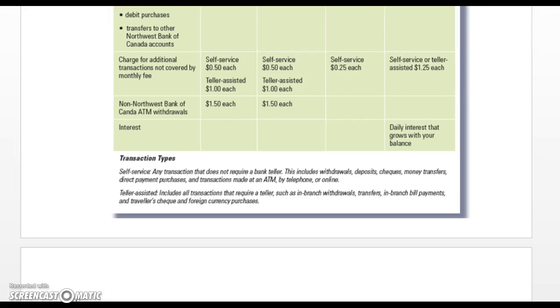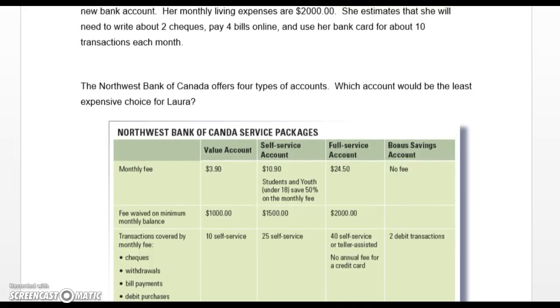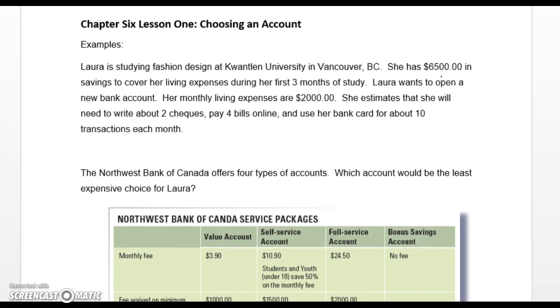So we have to consider all of these different aspects of the accounts when we're trying to figure out which account would be the best for Laura. So in order to do that, it's really important. Let's go back and look at some of her information. So we know that she starts off with $6,500, and this is to cover her first 3 months of study. We know that she wants to open an account, and her monthly living expenses are $2,000.